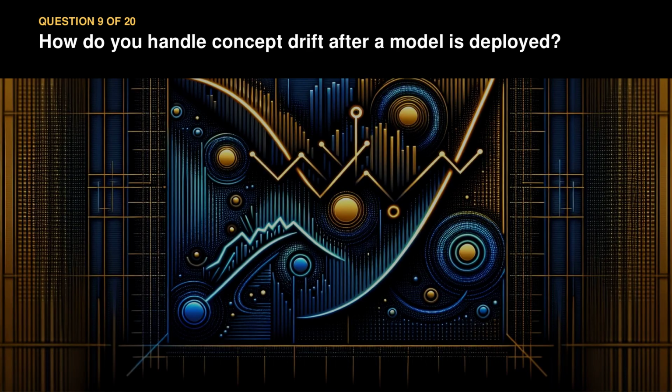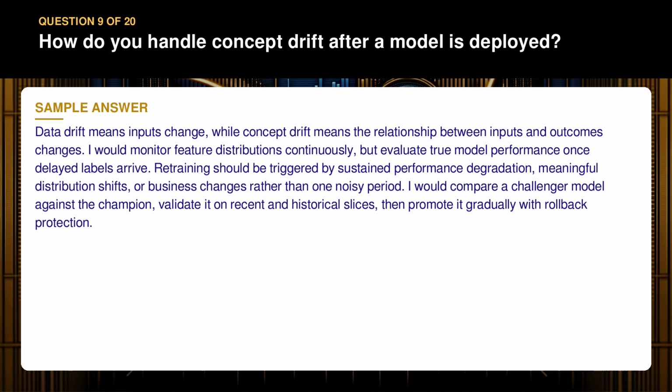Question 9. How do you handle concept drift after a model is deployed? Data drift means inputs change, while concept drift means the relationship between inputs and outcomes changes. I would monitor feature distributions continuously, but evaluate true model performance once delayed labels arrive. Retraining should be triggered by sustained performance degradation, meaningful distribution shifts, or business changes rather than one noisy period.